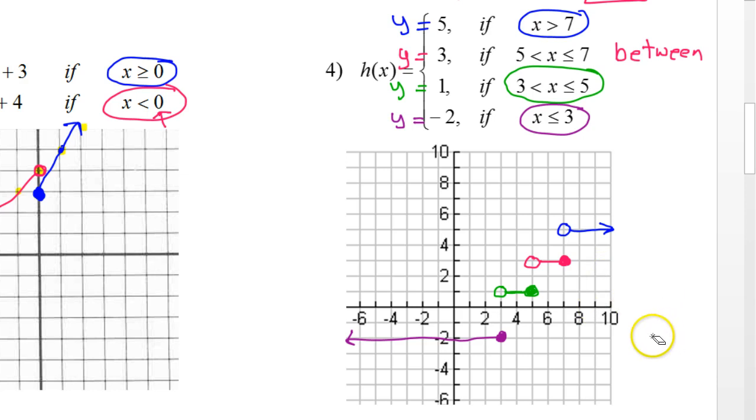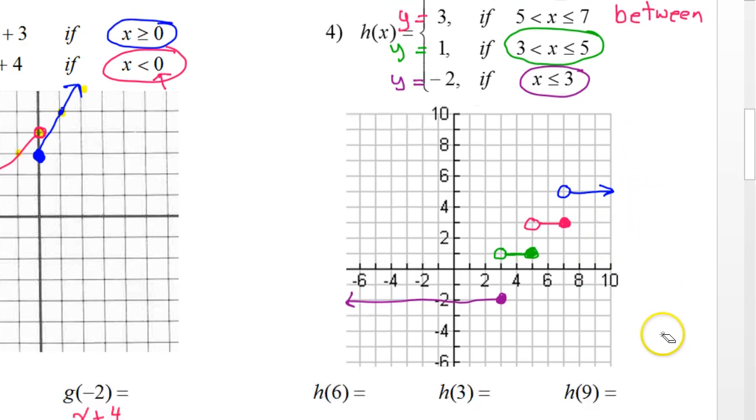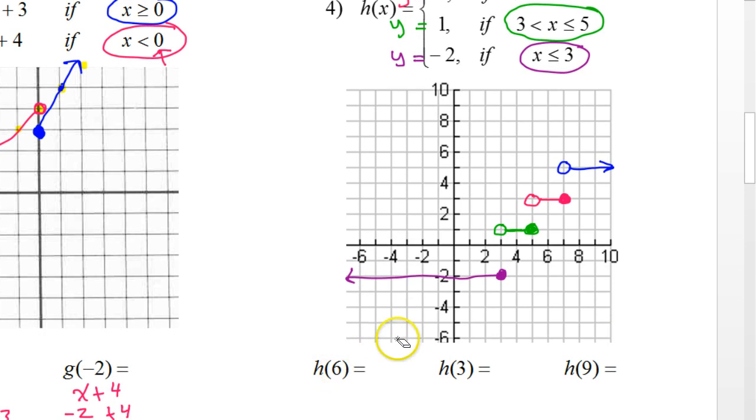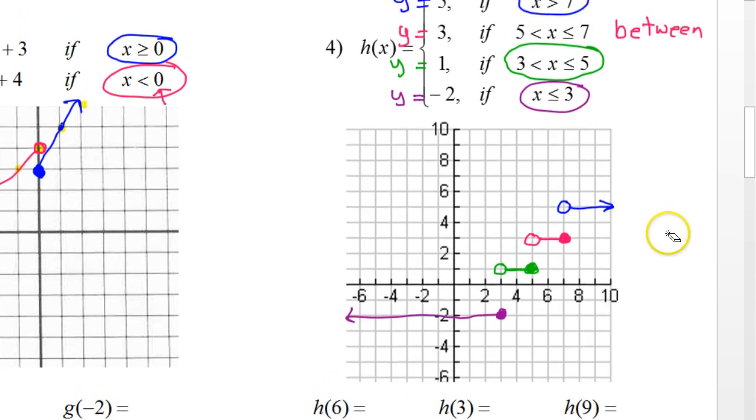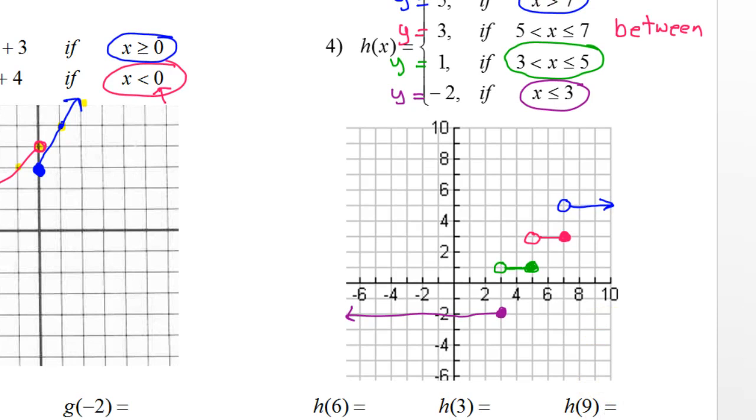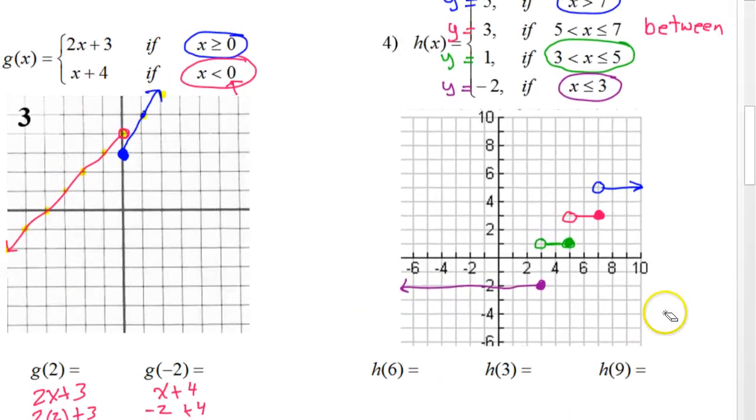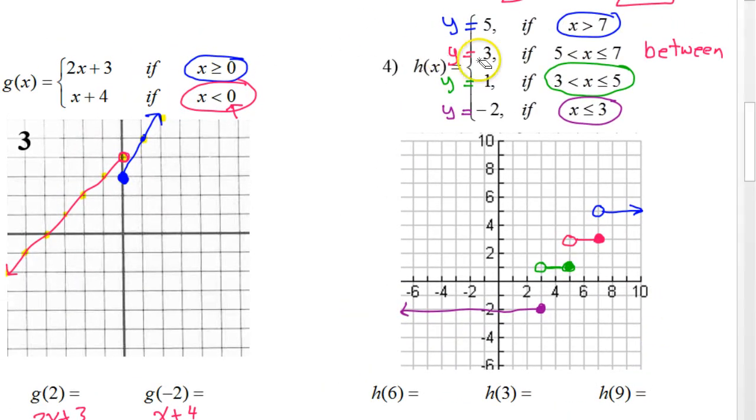And now let's just evaluate. So in each case, we have to decide which one of these 4 functions we're going to be looking at. Let me zoom out a little bit so that I can fit it all on my screen at once. All right, so this should be pretty simple. Okay, so 6. Is 6 greater than 7? No. Is 6 between 5 and 7? Yes. So that means we're using the second function. And it's just a constant, y equals 3. So that means the answer is automatically 3.